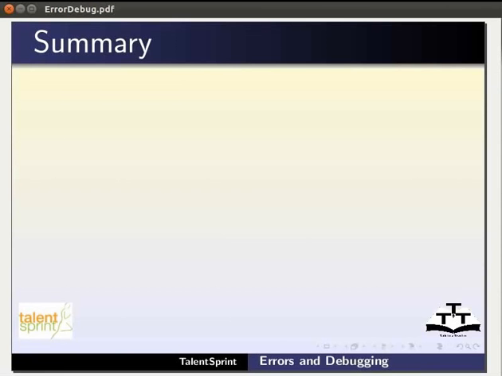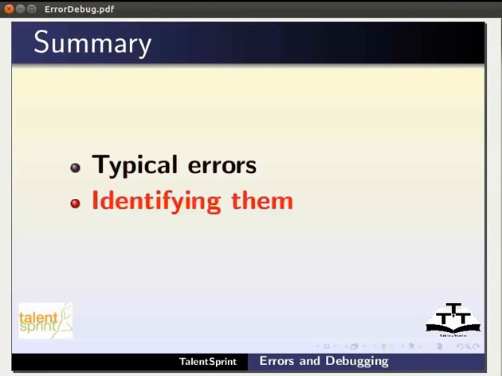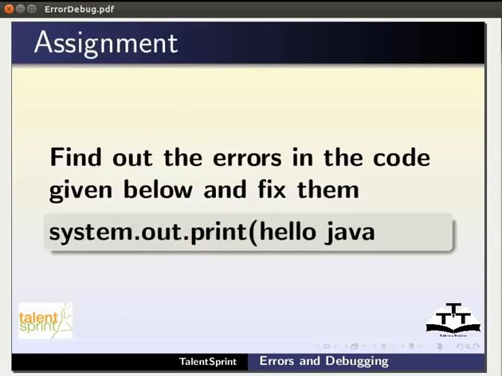This brings us to the end of the tutorial. In this tutorial, we have seen what are the typical errors while writing a Java program and how to identify them and rectify them using Eclipse. As an assignment for this tutorial, find out the errors in the code given below and fix them.